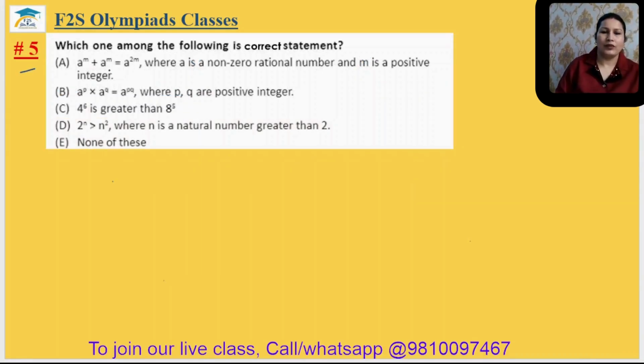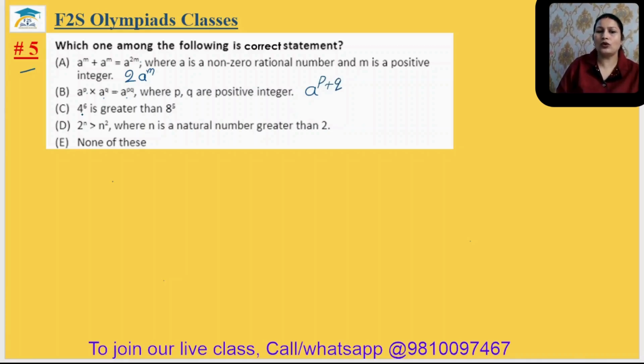Question number 5. Which one among the following is the correct statement? A to the power m plus a to the power m equal to a to the power 2m. No, it should be 2a to the power m. Okay, it should be 2a to the power m. But powers cannot be added in addition. Now a to the power p plus a to the power q equal to a to the power pq. No. If the bases are same, powers will be added, a to the power p plus q.